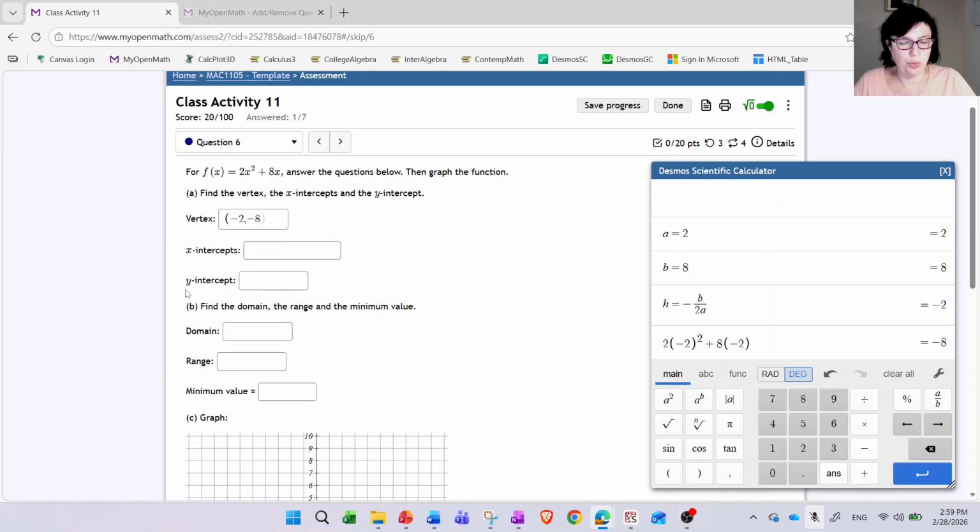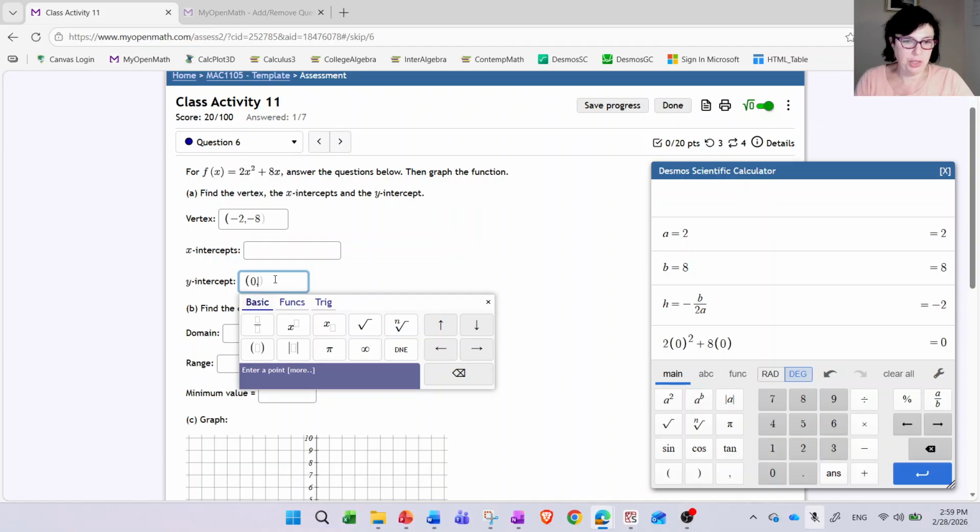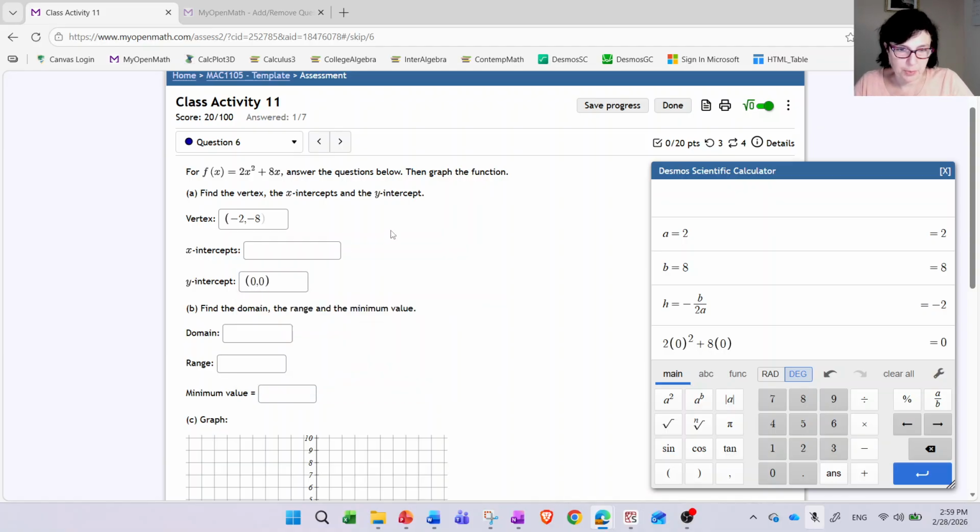I'm also going to find the y-intercept. The y-intercept happens when x equals 0. And when you are plugging 0 for x, in other words, just sticking that 0 in the empty parentheses, you get 0. And (0, 0) would be the y-intercept.